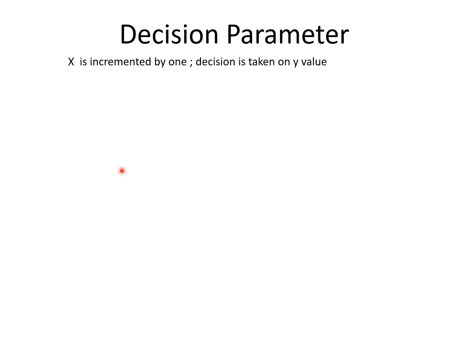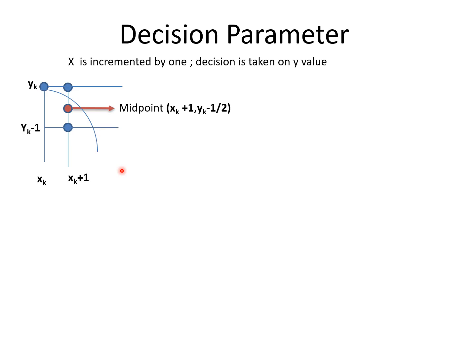So how is the midpoint helpful in deciding which pixel to choose? Let us see this diagram. Now we have the current pixel (xk, yk), and the next pixel is at xk plus 1. On this line, for the next value of x, we have to choose between these two blue dots. This is yk and this is yk minus 1. For that we take a midpoint. Midpoint coordinates are xk plus 1 and yk minus half. We check the position of the midpoint.